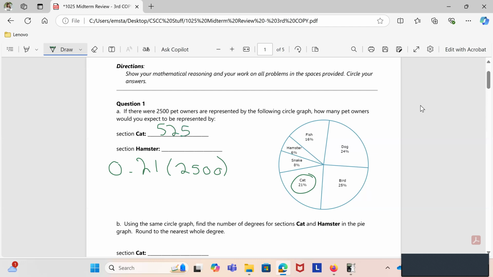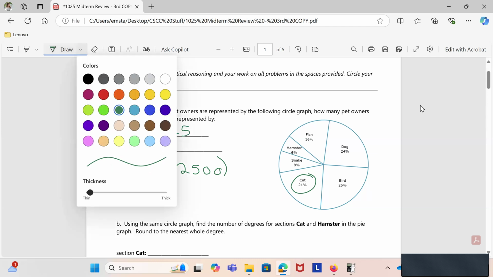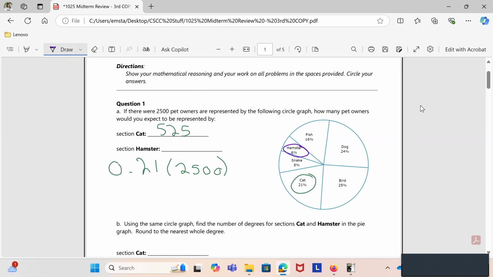Now we're going to do the same thing for hamsters. So hamsters was 6%, a smaller piece of the pie. What is 6% as a decimal? Would it be 0.06? Perfect, perfect. Okay. That's probably the hardest part of this problem. And then we're still going to multiply that by the total number of people surveyed. So again, I can do that on my calculator.